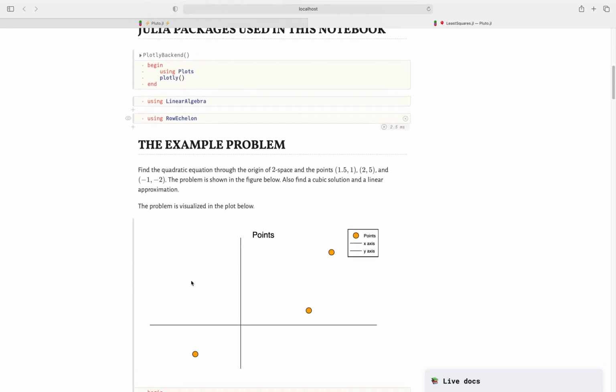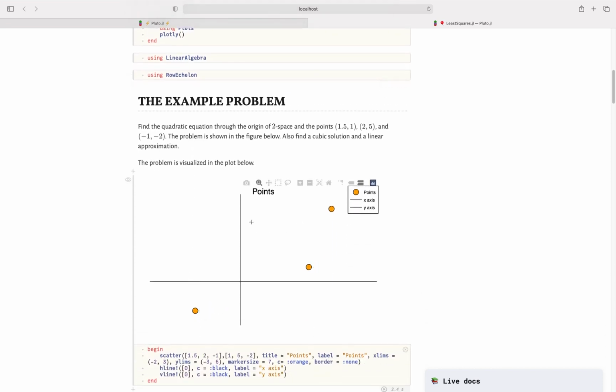So here's our example problem, and we can see a nice, neat little Plotly graph here of that. So I want to find a quadratic equation. Later on, we'll do cubic and linear as well. Through the origin of 2-space and the points (1.5, 1), this little one here, the point (2, 5) out there, and the point (-1, -2). So I've got to find this parabola, basically.